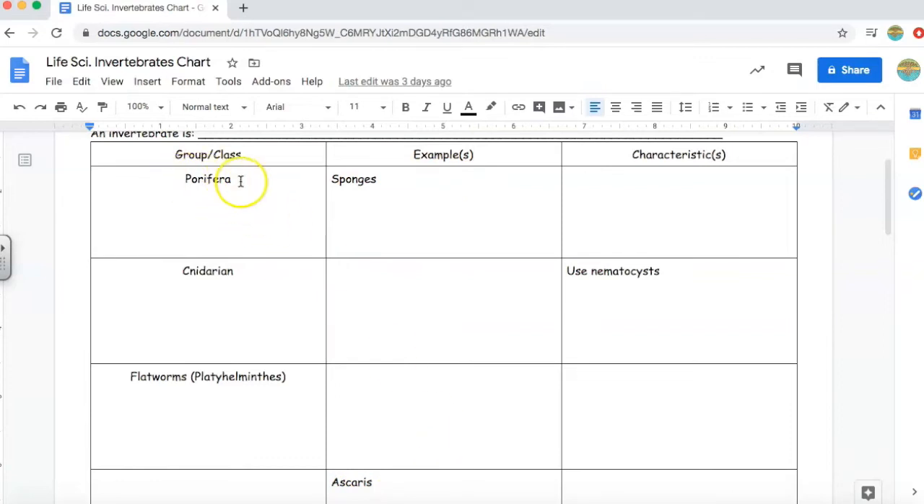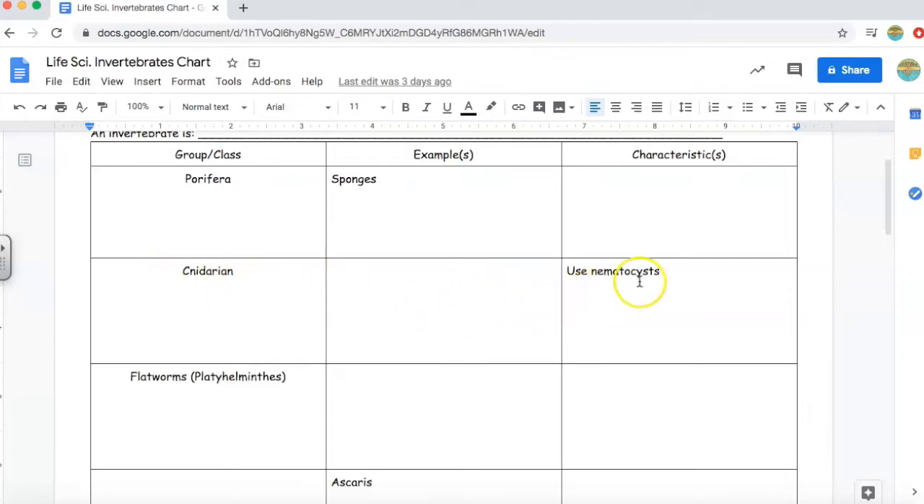So for Porifera, we know it's a sponge. Maybe you're going to write down a different example of a sponge. For Cnidarians, all right, what are Cnidarians? If you've done your reading already, you should know that Cnidarians are things like jellyfish, so maybe you're going to write that down there in the notes, and some of the others, because there's more than just jellyfish in this category.